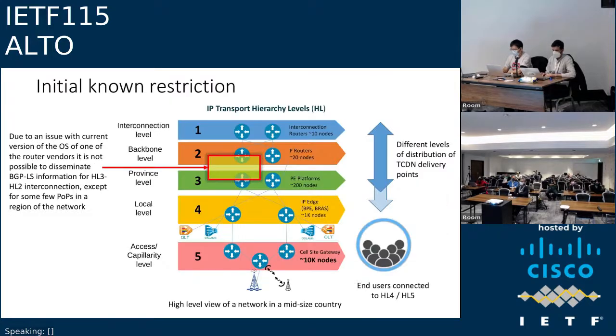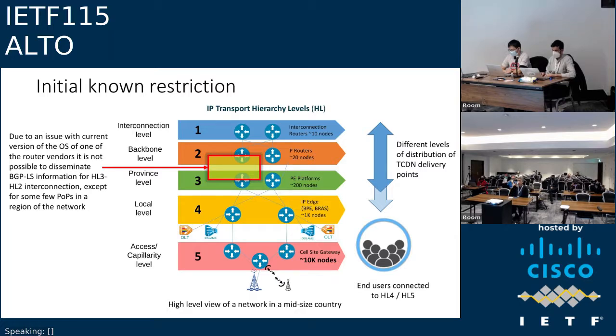Next, please. An initial known restriction that we have is because of some dependencies on the real network. This graph represents a kind of topological hierarchy in which we structure the networks in Telefónica. More or less, all of them follow this kind of schema. We have different hierarchical levels, with hierarchical level 1 being the one for interconnection, connecting to other operators, and hierarchical level 5 being the one representing the cell-side routers. In the middle, we have the different levels: aggregation, regional, and so on so far.